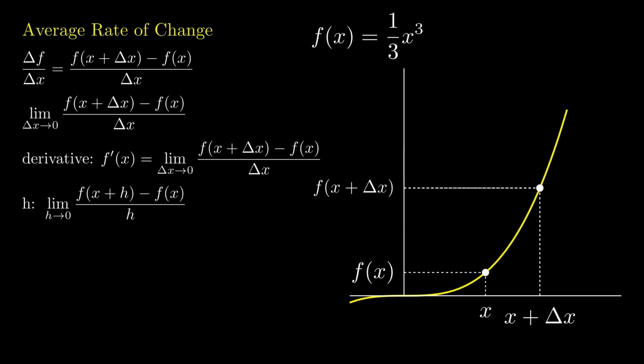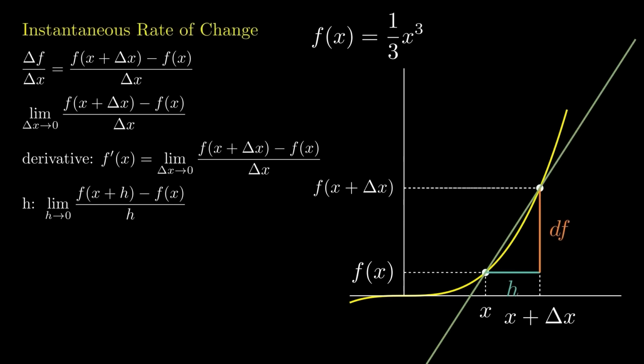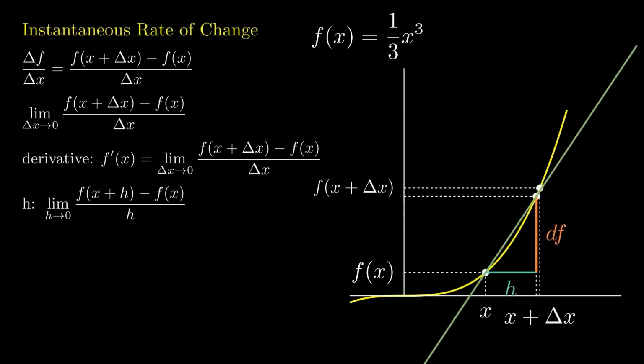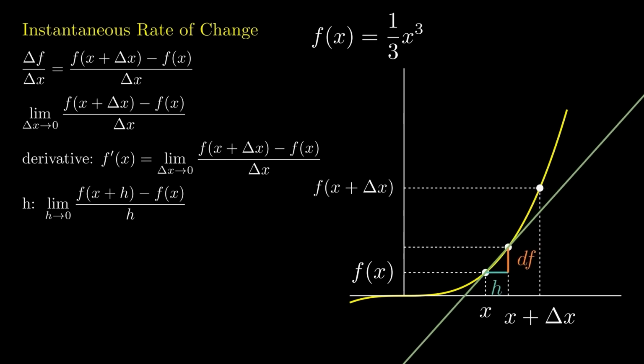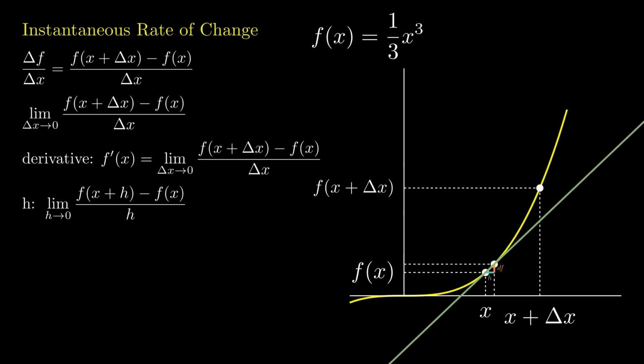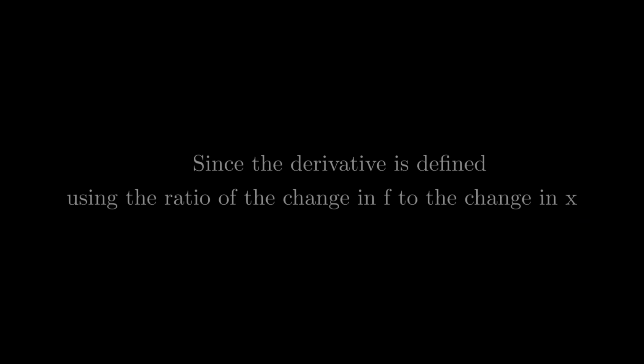This process of choosing smaller and smaller values of h can be visualized on a graph of the function f. The points x, f of x, and x plus h, f of x plus h can be plotted, and a line can be drawn through them, whose slope represents the average rate of change over that interval. As h approaches 0, this line approaches the tangent line to the graph of the function. So, the derivative of a function has a nice visual representation. It is the slope of the tangent line to the graph of the function at the given input point.